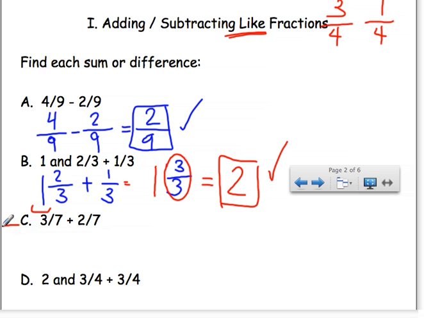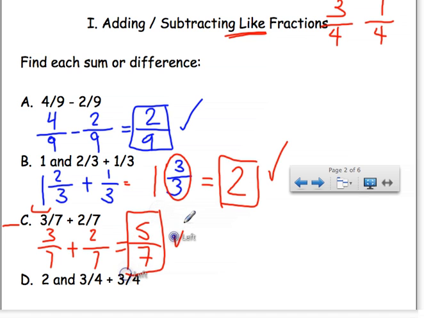Okay, you've tried these. 3/7 plus 2/7 have the same denominator. They are like fractions, so you know your sum is going to have 7ths in it. 3 plus 2 is 5. Your answer for C should have been 5/7. Give yourself a check if you got that.